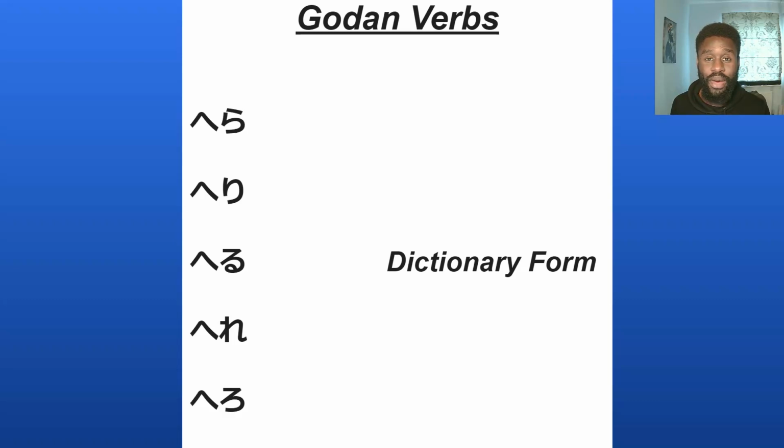To create the polite form of the verb, we use the 2nd row, heri, and we add mas to create herimasu. This is the polite form of the verb.